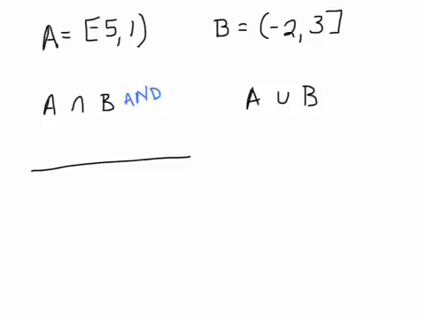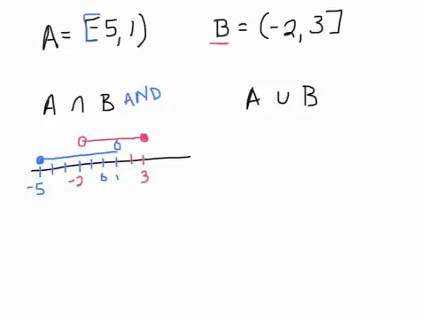So A, let's draw A in blue. -1, 2, 3, 4, 5. A closed circle at -5 because there's a bracket. To 1, an open circle which is a parentheses. I'll do B in red. At -2, I have an open circle, and at 3, I have a closed circle and everything in between.